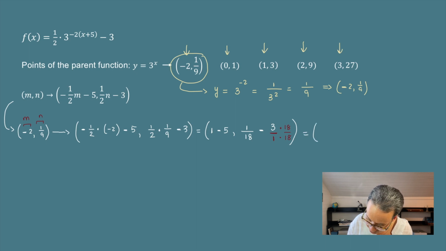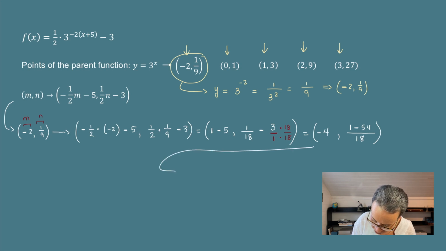And then here we're going to have -4. That's the new x value. And then my common denominator 18 and 1 minus 54. So that's that point. I will continue down here below like this. So now we are going to have -4, -53 over 18. And there is the image. This is now a point on my function f of x. This point was mapped onto this one.